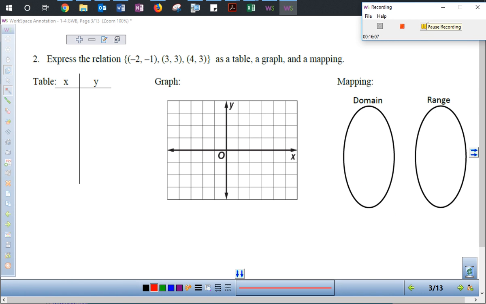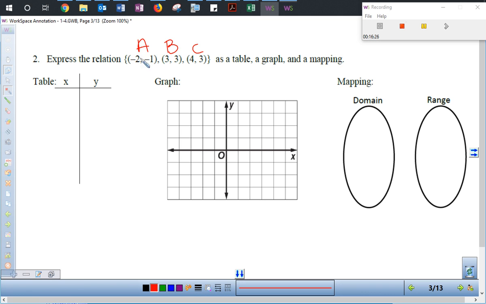Now on number 2, let's try it again. It says express the relation of (-2, -1), (3, 3), and (4, 3) as a table, a graph, and a mapping. So the first thing, this is a relation. It's a set of ordered pairs. We need to identify it as A, B, and C, capital letters. And we need to transfer these values onto the table.